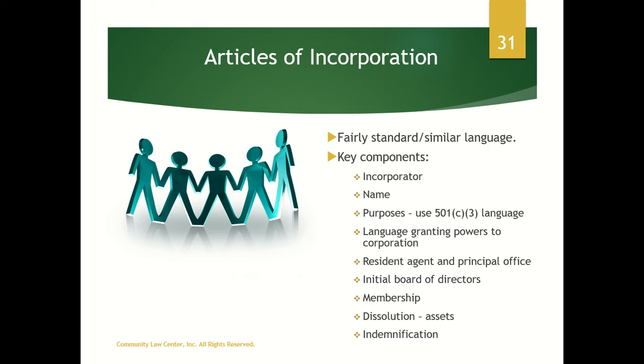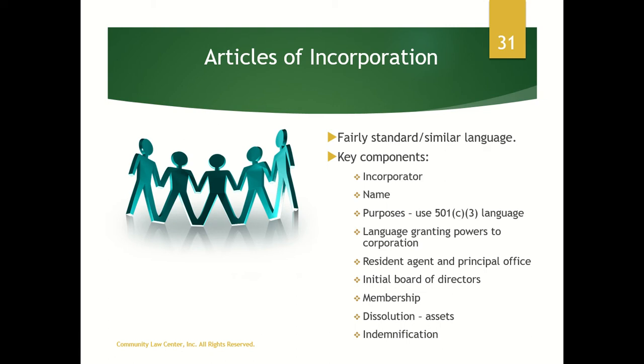You'll also want to include language granting powers to the organization, so stating that the organization has the power to grant donations, make loans, provide funding, accept funding and donations and loans, sign contracts, open a bank account, own real estate, and you can look to our sample for some examples of language granting powers to the organization. You'll want to list who your resident agent is and where your principal office is.